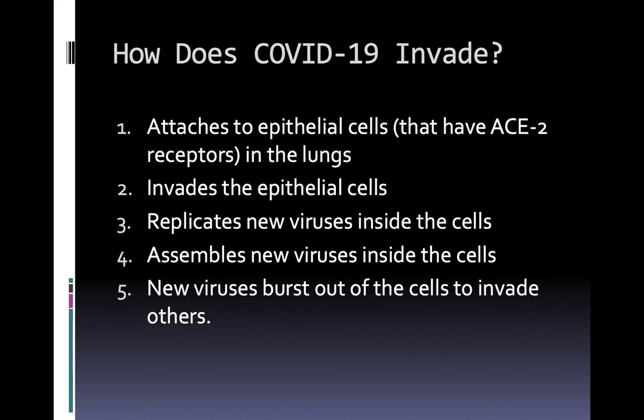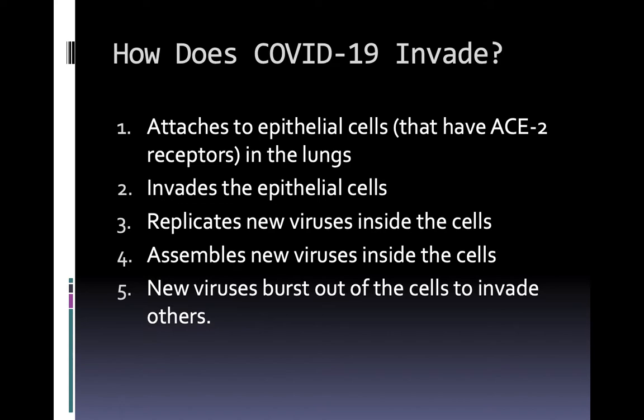How does this virus invade? So I've talked a little bit about it already. You breathe in a droplet, and the virus will attach to epithelial cells in your lungs. Really, any cells that have an ACE2 receptor, which is a protein that sits on the outside of a cell, and that's the route of entry for this virus.